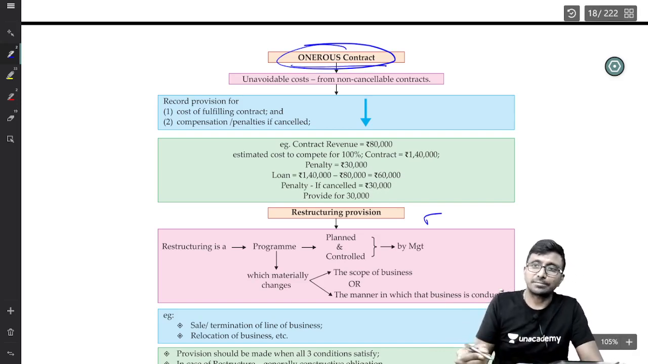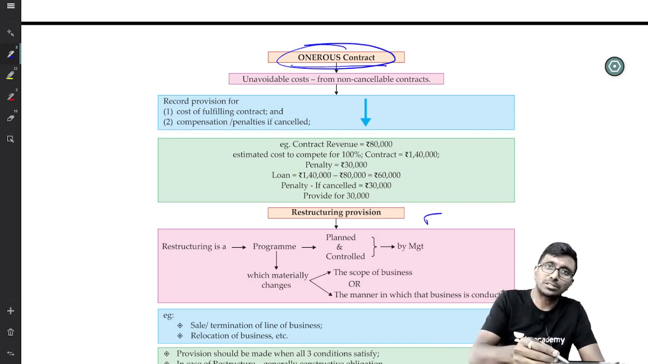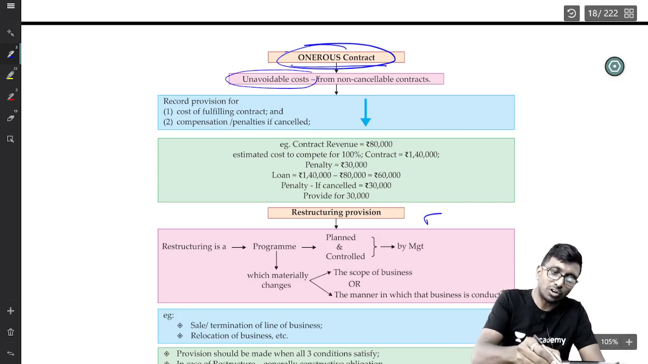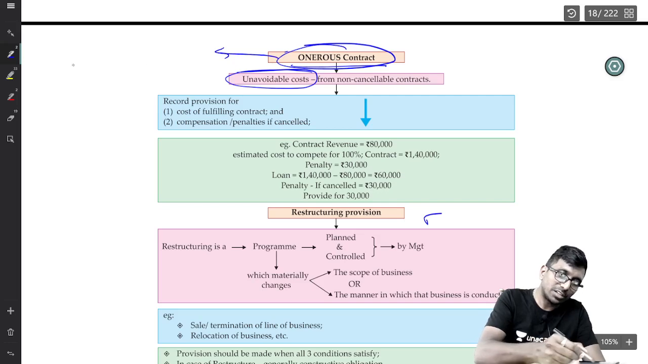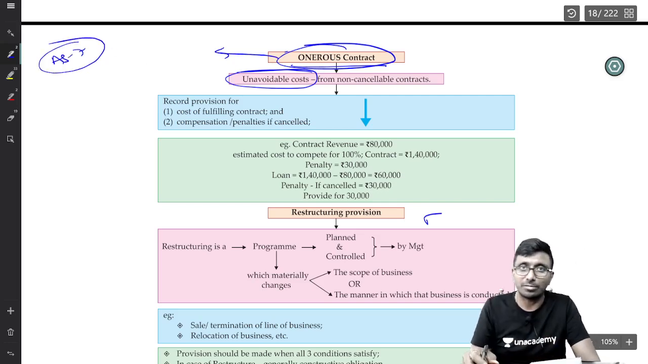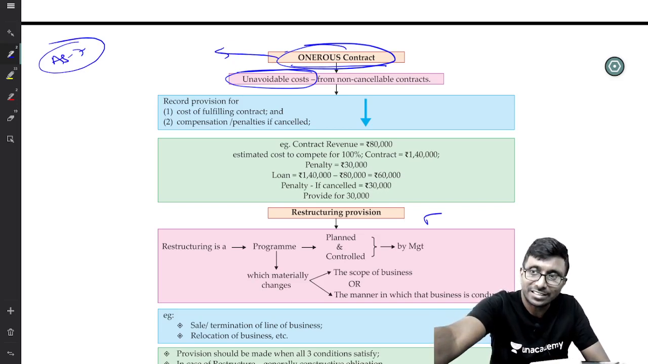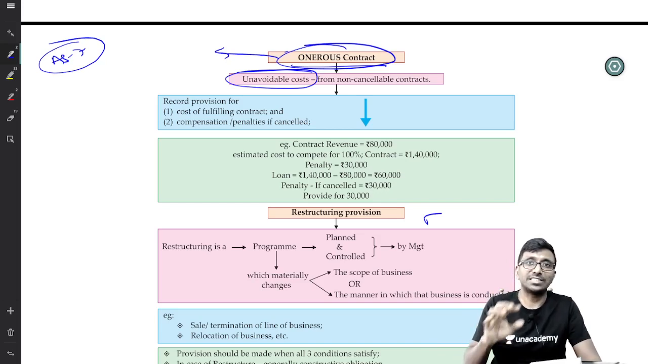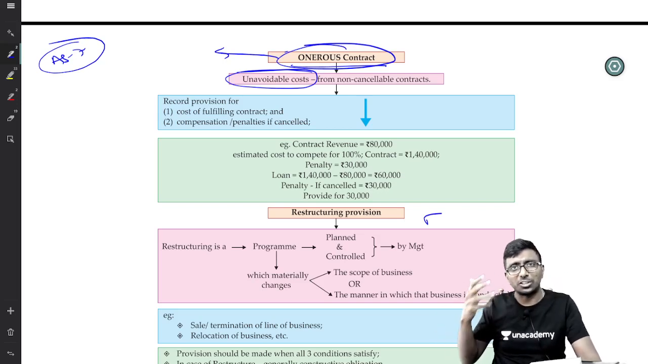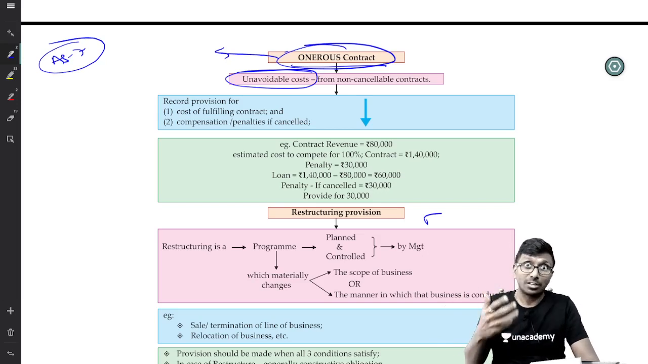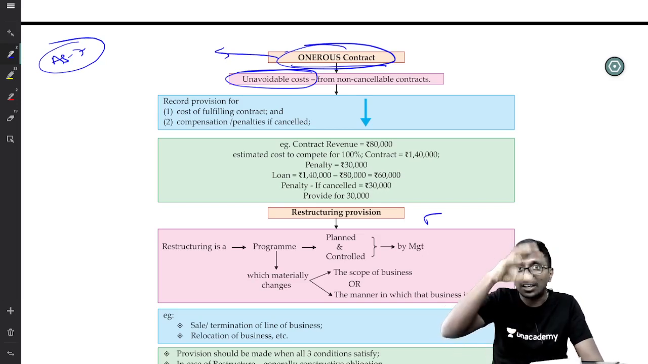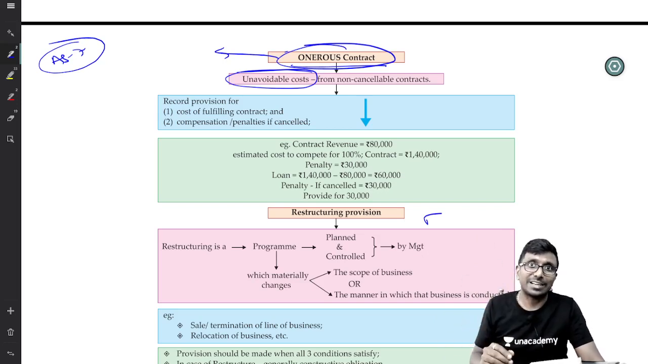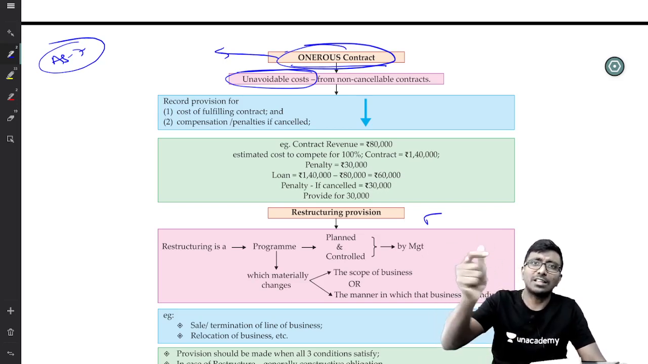What do you mean by onerous? Onerous contract means unavoidable cost. If you remember, in accounting standard 7, students must have read: when there is an expected loss from any contract, recognize it immediately, irrespective of the percentage of completion, irrespective of whether you started the project or not, irrespective of other income or other profits from the same contractee. Irrespective of all that, you have to book it.